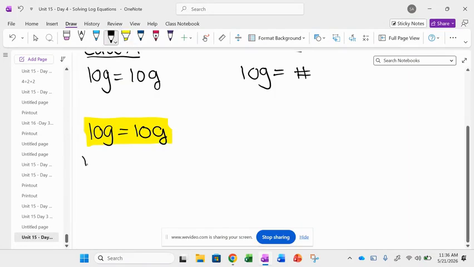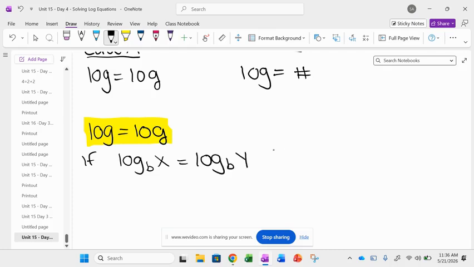And the rule tells us, if I have log base b of x equals log base b of y, then we can conclude that x has to equal y. And this is sort of intuitive, right? If I have a log with the same base on the left side equals the log with the same base on the right side, wouldn't their arguments then have to be equal to each other also?